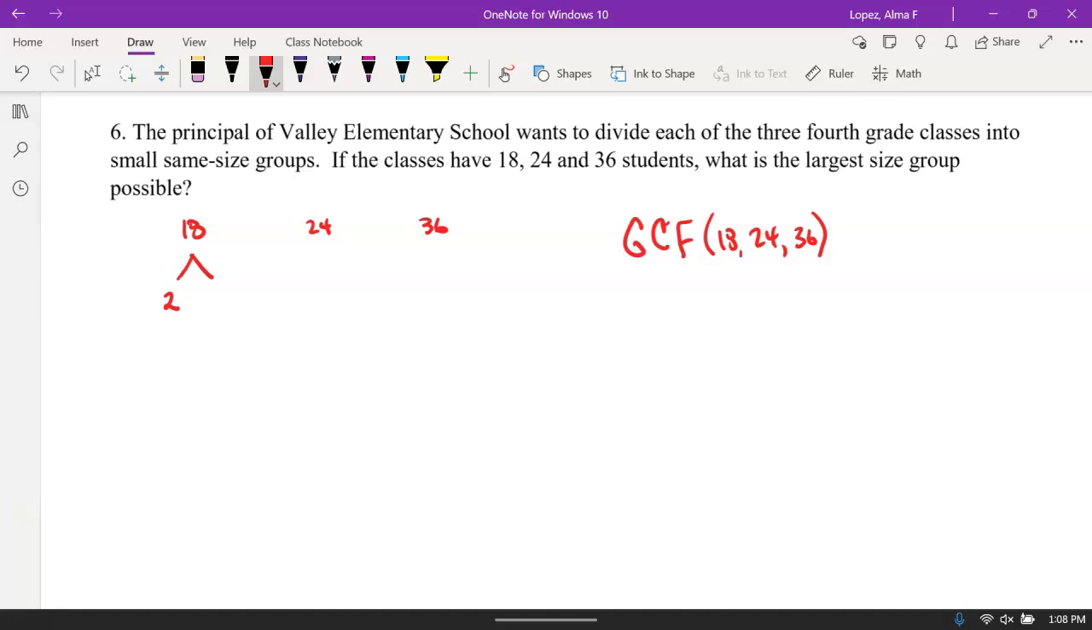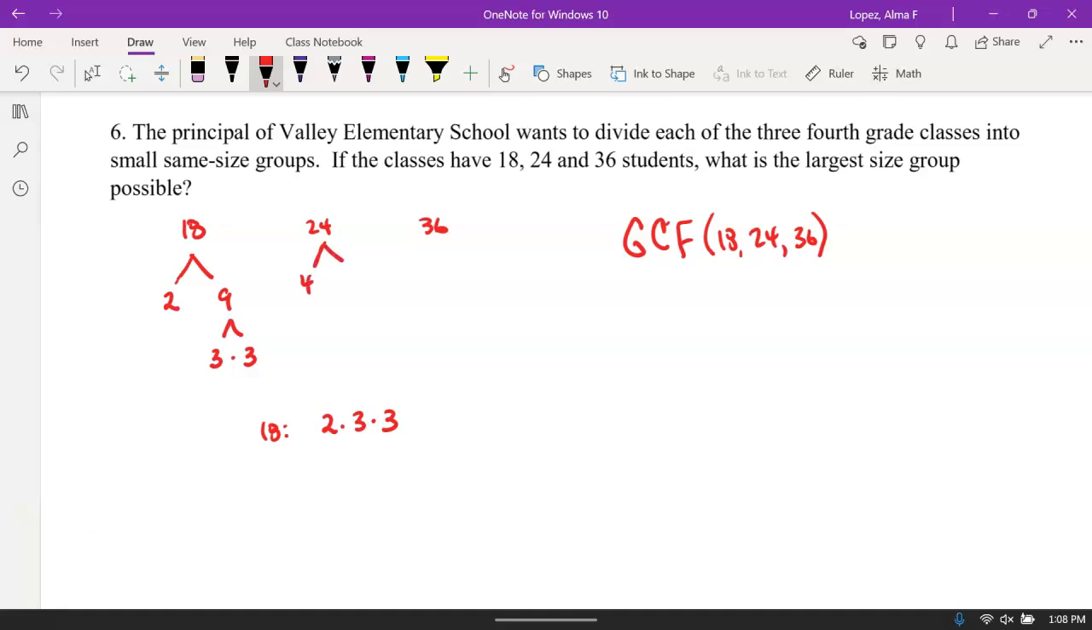18 has a prime factorization, well, it factors into 2 times 9. 9 factors into 3 times 3. So 18 has a prime factorization of 2 times 3 times 3.